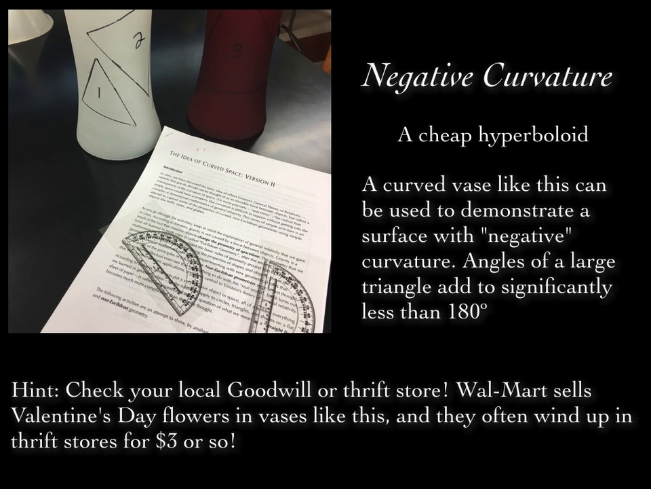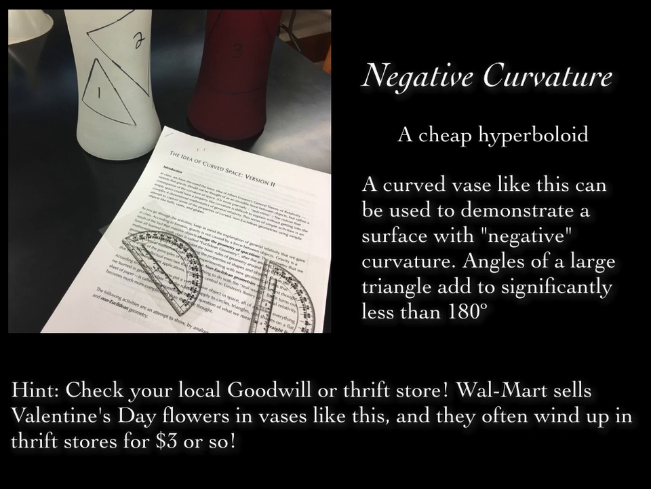If you want to look at negatively curved surfaces, it's a little bit harder to come across a good hyperboloid. I find these flower vases that are easy to find at thrift stores, because for several years Walmart sold their Valentine's flowers in these vases. So they show up in thrift stores for $2, $3, $4 a lot of the time.